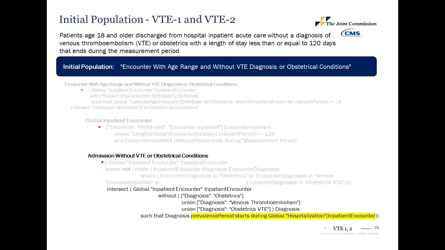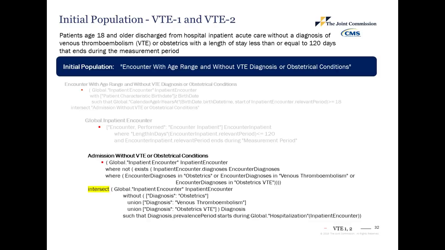So going back to the measure now, the diagnosis prevalence period can start any time during the hospitalization, including if the patient was in the ED. And by using intersect, if you recall earlier in the presentation, this is like an and statement. So the logic is looking for inpatient encounters that do not have obstetrics, VTE, or obstetrics VTE as an encounter diagnosis and as a diagnosis data type.